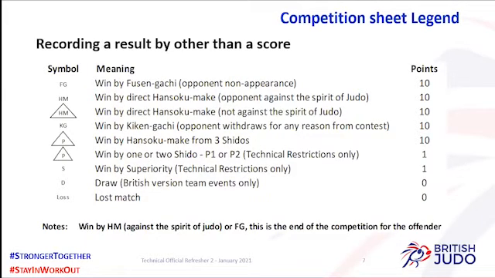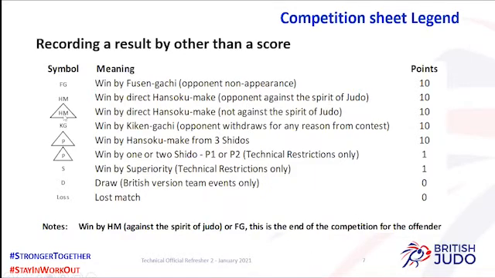So recording the result by other than a score, Fusengachi. So the opponent doesn't appear. When I say doesn't appear, it really could be that they appear just 10 seconds too late. But as we know, in British events, you get 3 minutes at 1 minute intervals. At each 1 minute interval, you get a call. And if you're not at the mat within 3 minutes, it's a Fusengachi result. And then as HM, win by Ansukamaki, opponent against the spirit of judo.